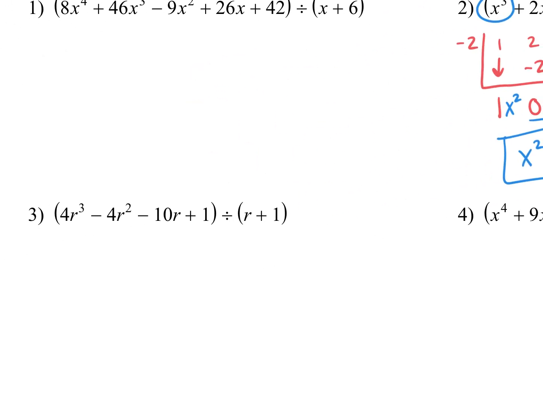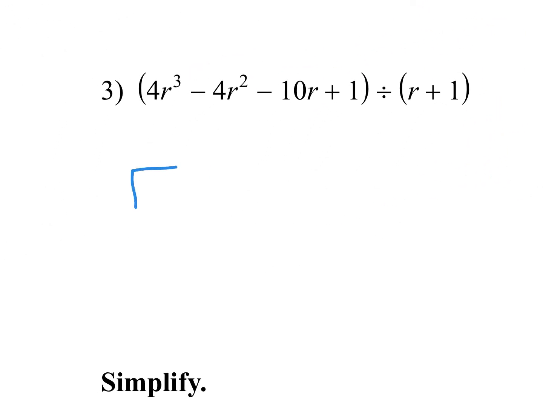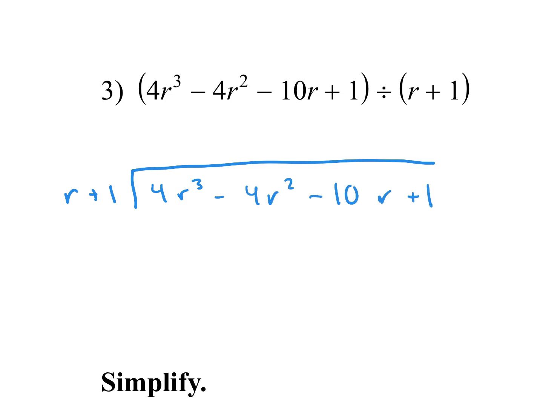All right, let's take a look at number 3. So I'll do this one long division way, so we can get a little refresher. So r plus 1 goes on the outside. 4r cubed minus 4r squared minus 10r plus 1 goes on the inside. So what's the first thing I do? Awesome. We divide, or we just take away one of the r's from our first term. So instead of being 4r to the third power, on top we're going to write 4r squared. What do I do next?